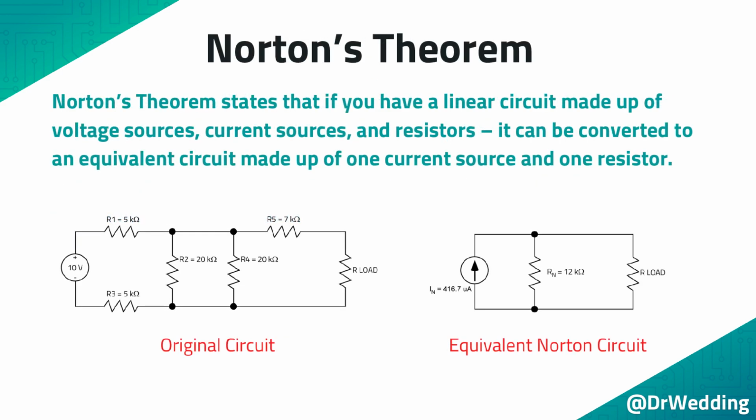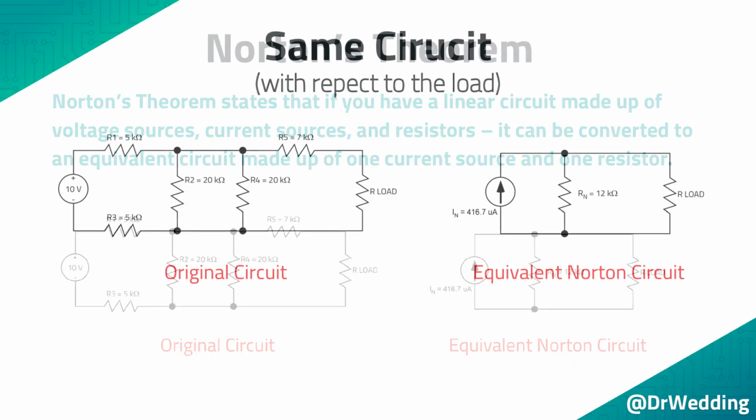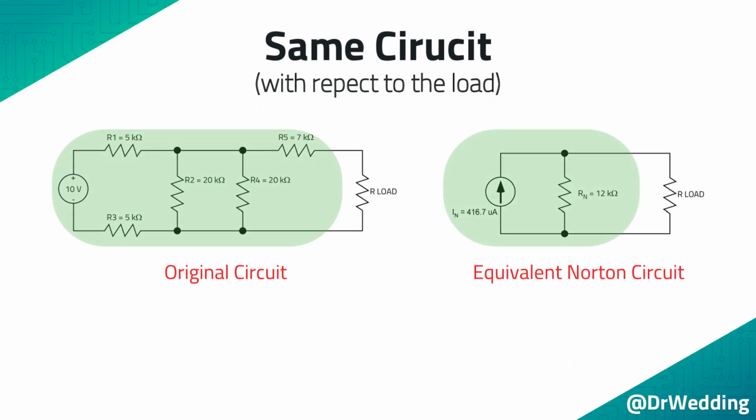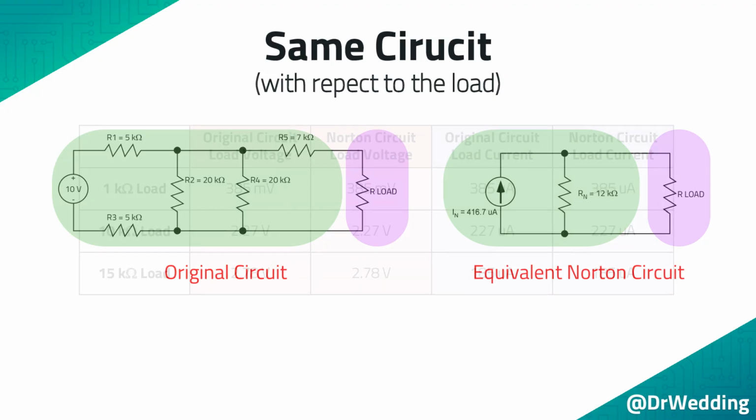Norton's theorem states that if you have a linear circuit made up of voltage sources, current sources, and resistors, it can be converted to an equivalent circuit made up of one current source and one resistor. So, the circuit on the lower left can be converted to the parallel circuit on the lower right. The original circuit and the equivalent Norton circuit will always deliver the same power to the load.